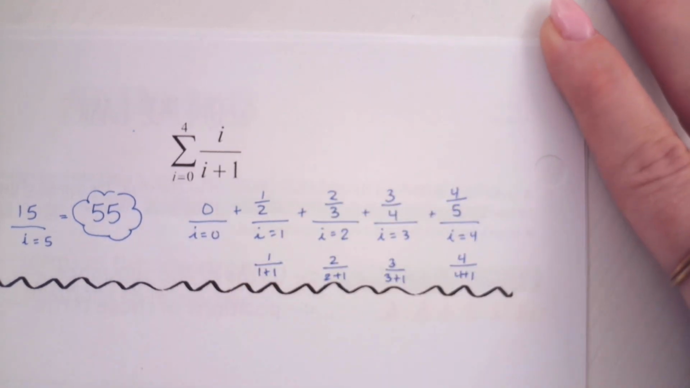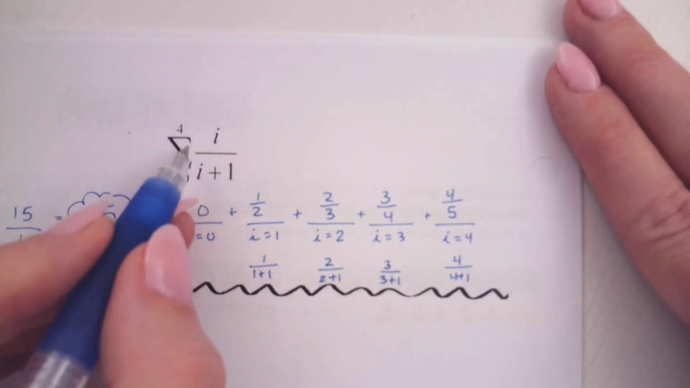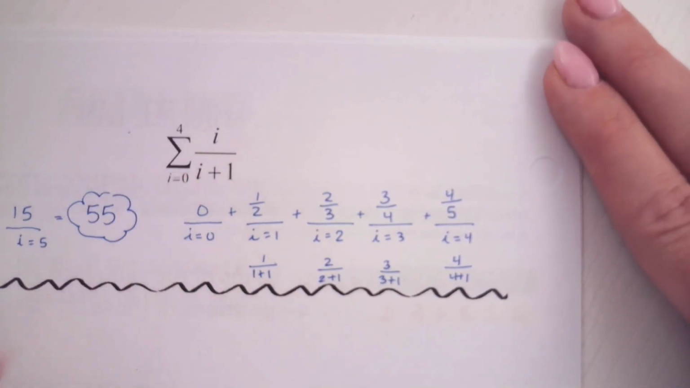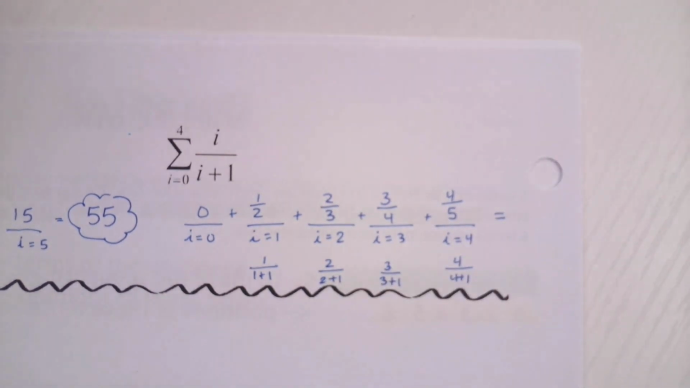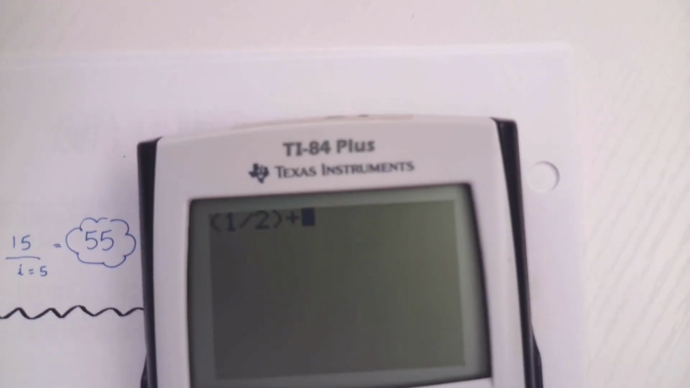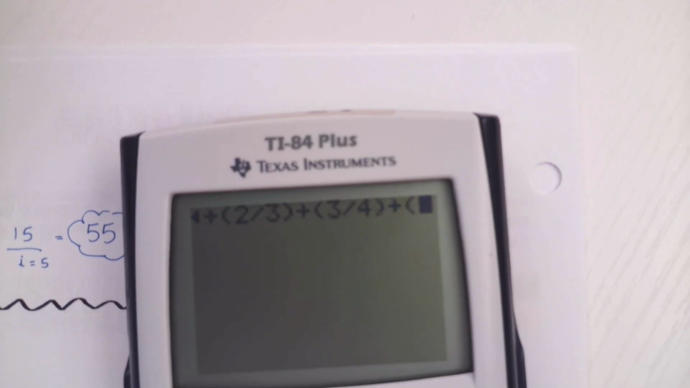Very good. And remember, the very last thing you have to do is literally add them up. The summation symbol means once you find them, add those up. It's gonna be really quick. Let's figure it out. 1/2 plus 2/3 plus 3/4 plus 4/5.